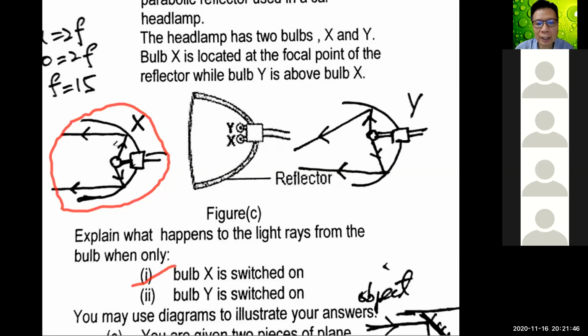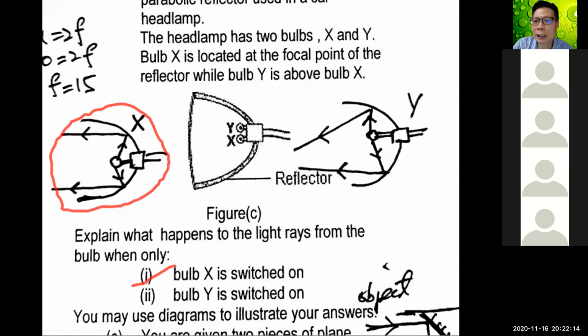Therefore, bigger area is brightened. That's all. That's the answer for part one. Got the answer or not? Ready now. When I ask you, you read out your answer. Okay, come. Don't be so scared.